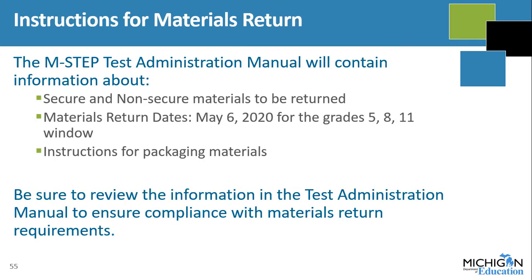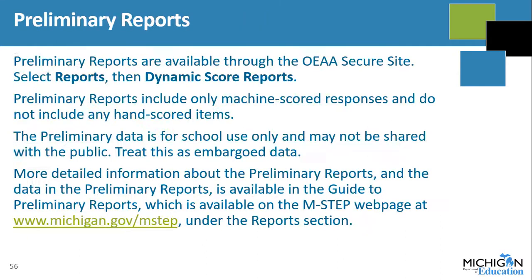The instructions for materials return are included in the M-STEP Test Administration Manual and list which secure materials should be returned to the M-STEP contractor, what schools should keep, and what schools must destroy. Secure materials that need to be returned to the M-STEP contractor include all used answer documents, the orange special handling envelope, all used and unused test booklets, and any accommodated versions of the test.